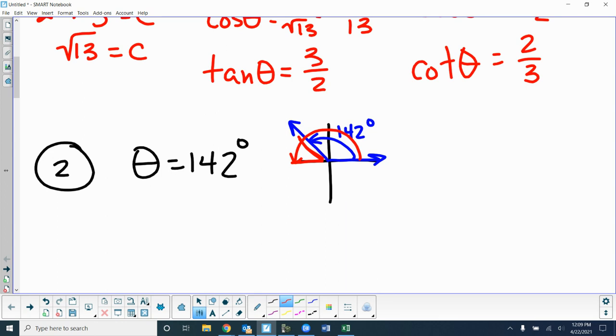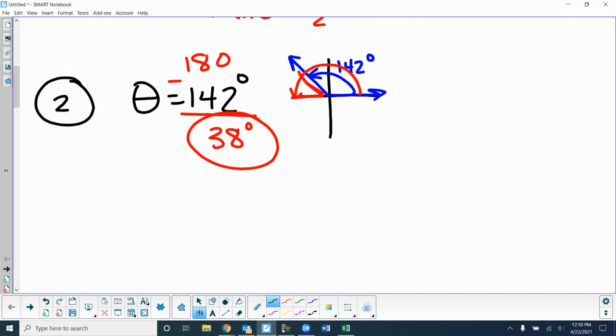So we have to subtract 142 from 180 to get our reference angle. Okay? Reference angles are always less than 90 and always positive. Okay? No matter where you're at around your 4 quadrants.